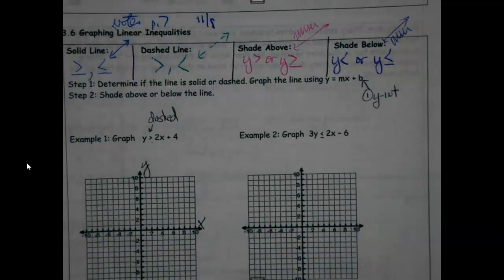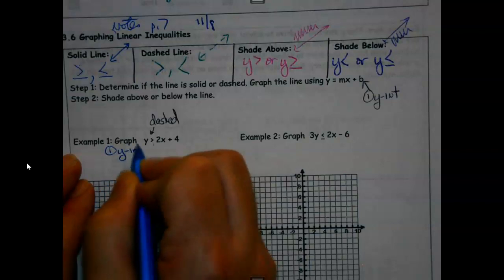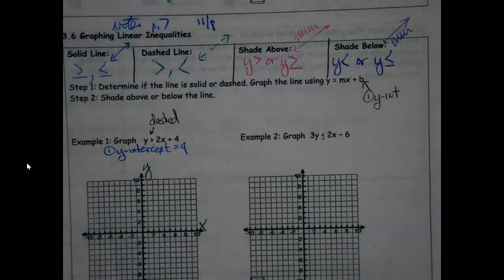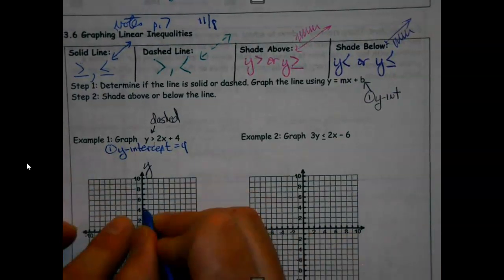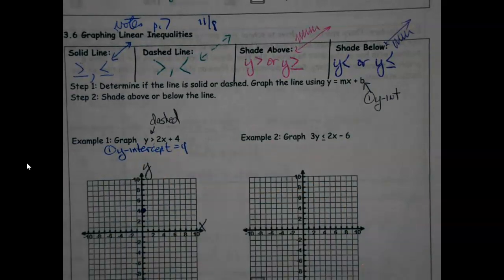So my first job, if I'm graphing on my own, not using the calculator, is to graph my y-intercept, which in this case is at 4. Here's my y-axis. I go to 4. I put a dot. When we're doing these, that's always what I'm going to do first. There's going to be somewhere on this axis I'm putting a dot. So that's step 1.